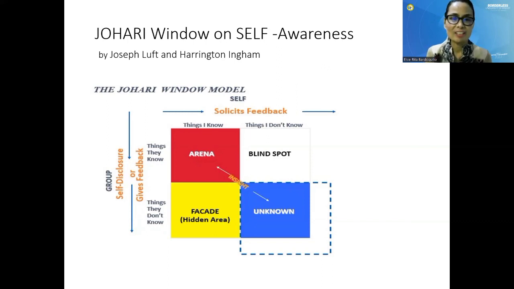Alright? So there's another third quadrant we call facade or hidden area. This part of the self is known to self but unknown to other people. In short, ito yung secret part of the self. Sikreto ng tao na sikreto sa sarili na ayaw niyang malaman ng ibang tao o hindi siya komportable. Kaya, he tried to have this facade or hidden area. Okay? So, nakatago na parte ng sarili. And the other quadrant is what we call unknown to self and unknown to others. Hindi alam ng tao at hindi rin alam ng iba.